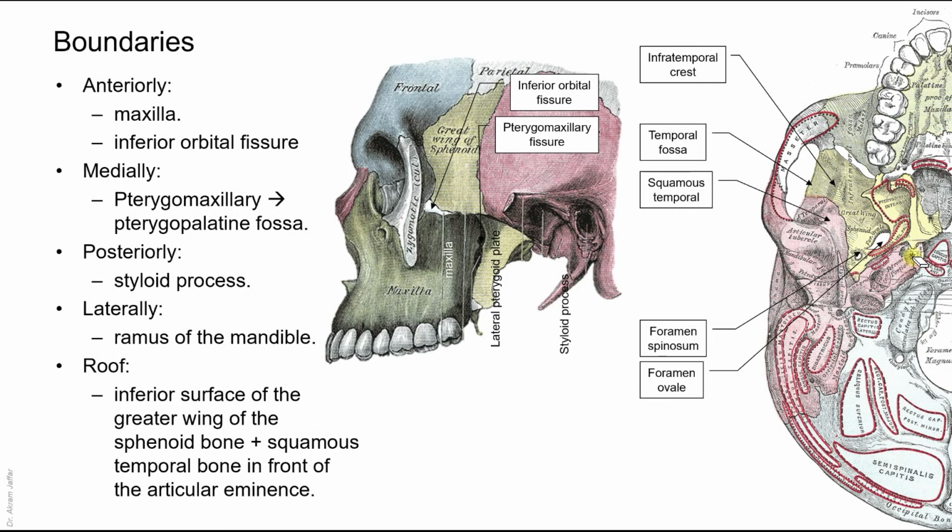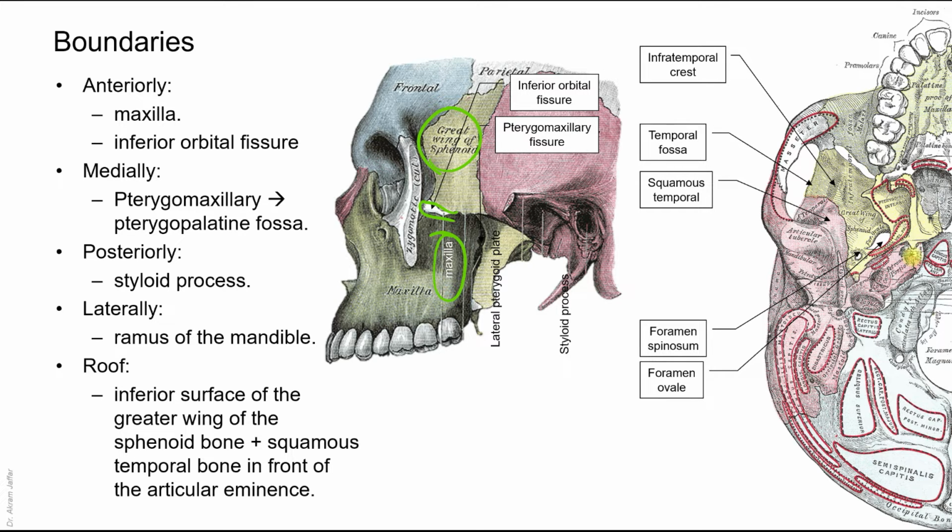The boundaries: anteriorly, it is the posterior surface of the maxilla, and superior to that is the inferior orbital fissure, which is located between the maxilla and the greater wing of the sphenoid.